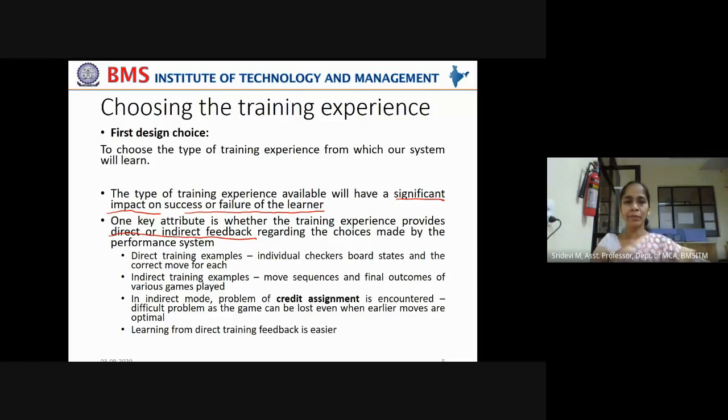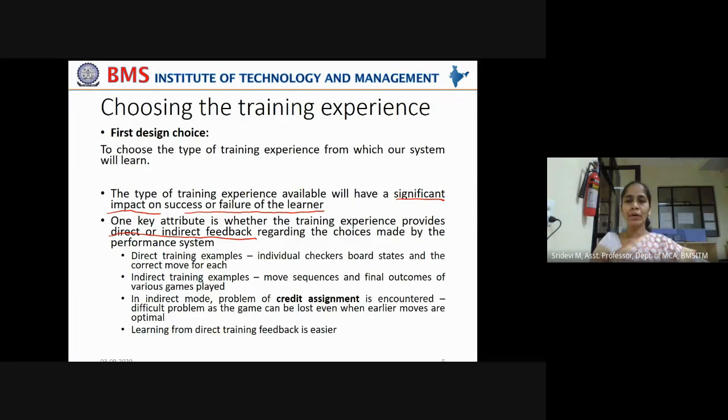The next point: one key attribute is whether the training experience provides direct or indirect feedback regarding the choices made by the performance system. What type of training experience are you providing? Is it direct or indirect? Is it direct feedback on the moves it has taken, or indirect feedback? You can take the example of Dronacharya teaching Arjuna and Ekalavya. Actually, he didn't teach Ekalavya, but Ekalavya assumed he was being taught by Dronacharya by making a clay idol. Direct feedback was not given by the guru there.